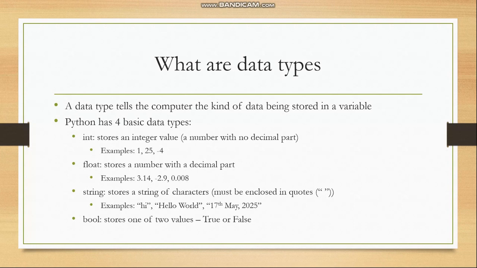Now, a string is basically something that stores a string of characters. Now, it doesn't have to be one word, it can be multiple words too, it can have spaces, it can have anything, but it's basically like text. So, like hi or hello world or just a date. Now, a boolean or a bool basically is a binary value, like it's either true or false. It can store one of those two values. So, it can be true or it can be false, like it can't be anything else.